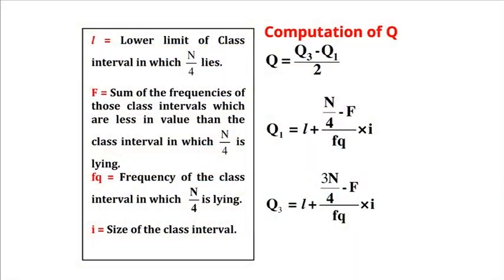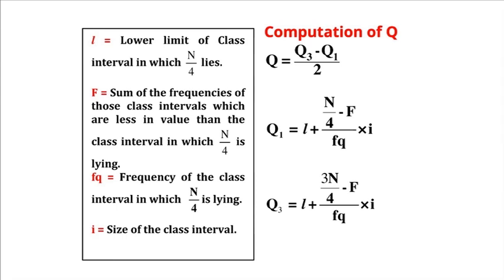So, for determining the quartile deviation, first we will have to find out the first quartile, that is Q1, and then the third quartile, that is Q3. Now, this is the formula of the quartile deviation. You see, Q is equal to Q3 minus Q1 upon 2. So, you have to find out the third quartile and then the first quartile. Now, what is the formula of the first quartile? L plus (n by 4 minus F) upon fq, into i.